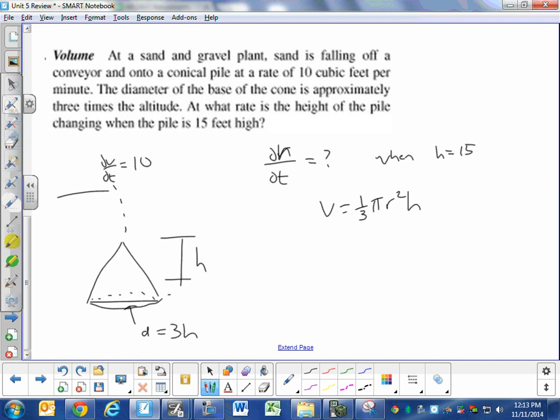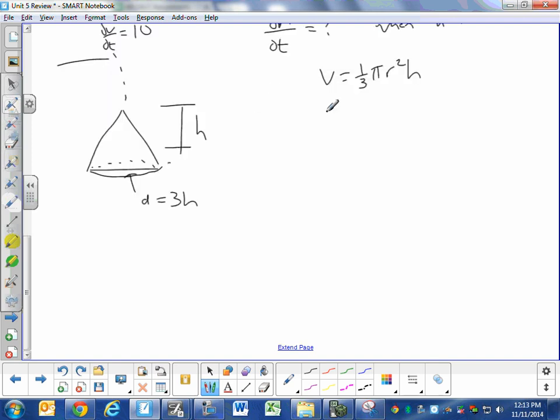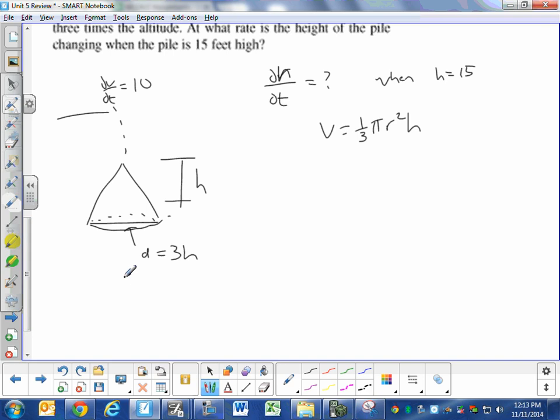Okay? Now, let's think about what we have in this formula. We have r's and h's. Well, 2 times your r is equal to your diameter, so I get 2r is equal to 3h. Here's my relationship between r's and h's. Now, I can either plug in h in terms of r, or r in terms of h. And I need to think about that before I substitute in.